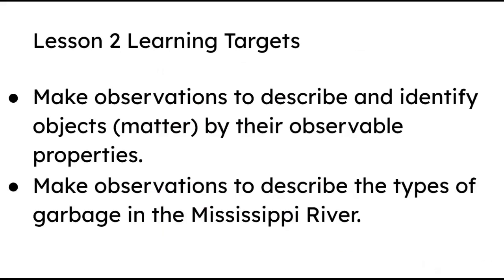By the end of this lesson, students will have made observations to describe and identify objects by their observable properties, made observations to describe the types of garbage in the Mississippi River, and in Lesson 3, students will continue investigating the garbage in the water to compare why some litter sinks and some floats.